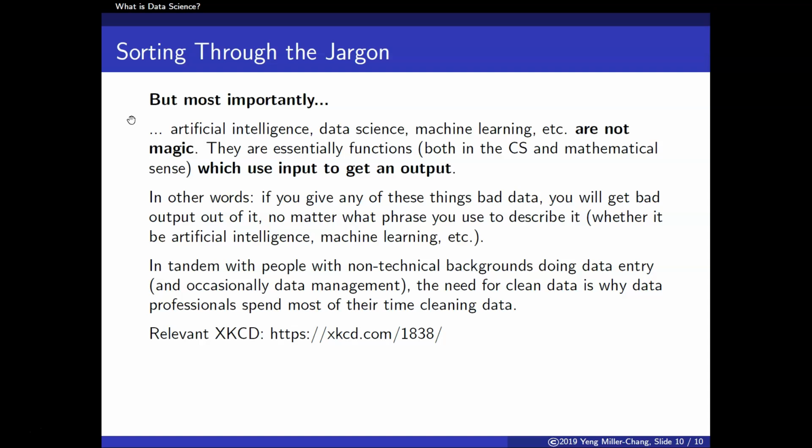So this means the following. If you have terrible input, i.e. poor quality data, you will get bad output out of your function, no matter what buzzword you attach to what you're doing, and no matter how sophisticated your techniques are. This is the reason why so much time as a data professional is spent on cleansing data. Here's an XKCD on machine learning in case you'd like to view it yourself.